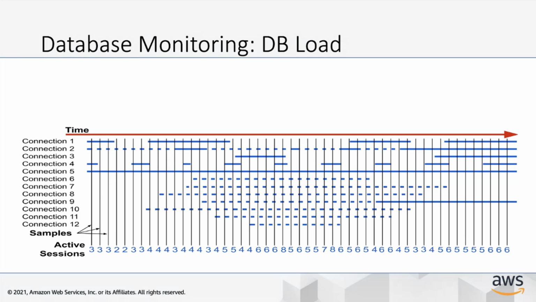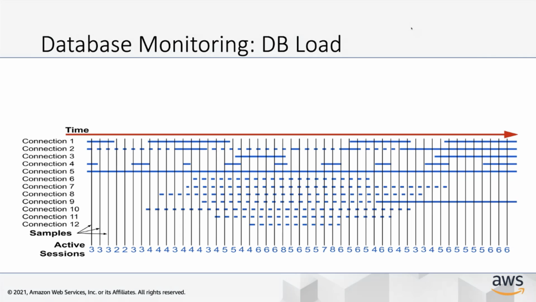So if you look at this illustration, you can see that there are 12 connections, each behaving a little differently. Some of them are running longer queries that last several seconds, while others are doing almost nothing or are running very short queries in rapid succession. This is what a lot of real-world database workloads look like, very diverse workloads.